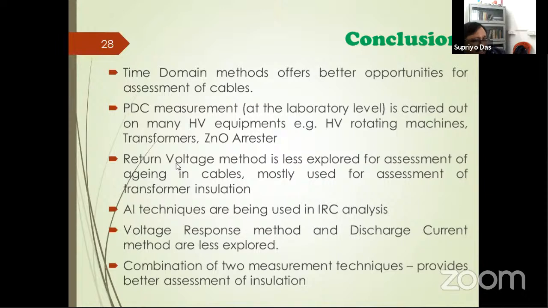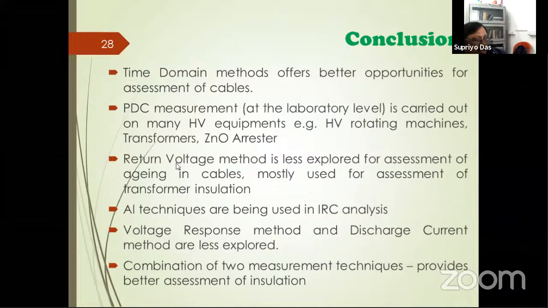Regional voltage method is less explored for assessment of aging in cables, mostly used for transformer insulation. Nowadays, artificial intelligence techniques are being used in IRC analysis. Voltage response method and discharge current method are very less explored. More work can be done in this area.